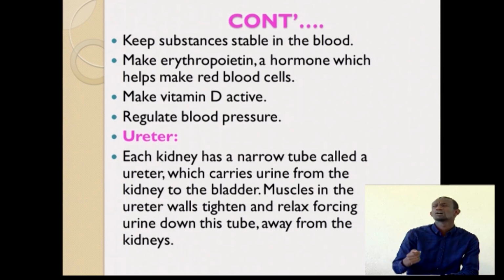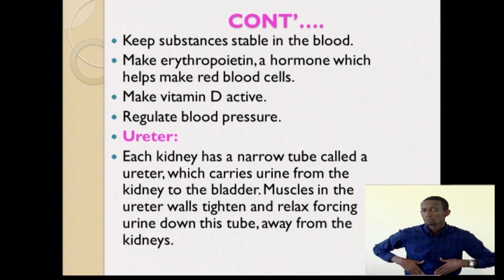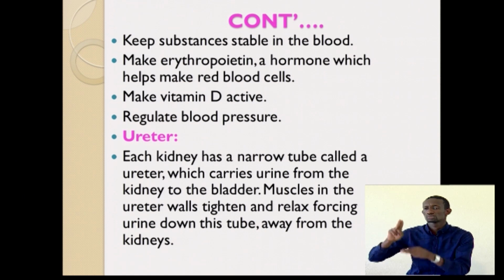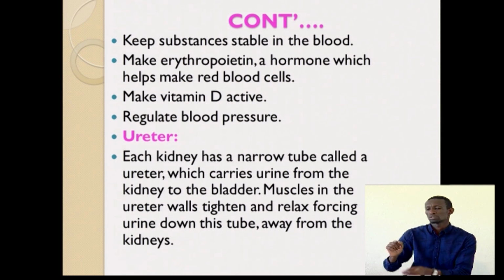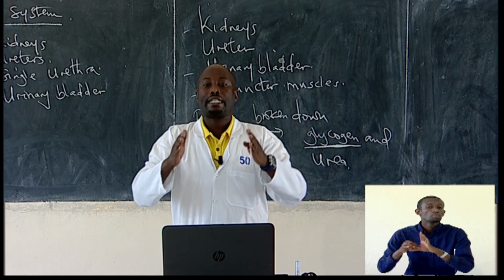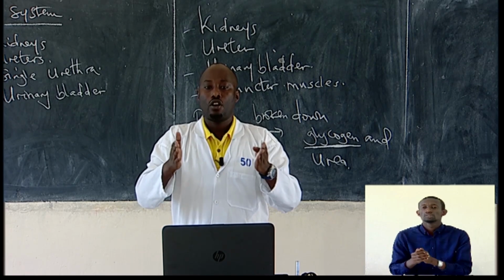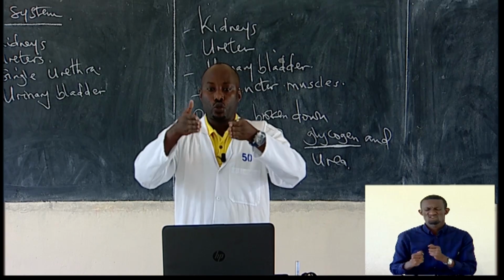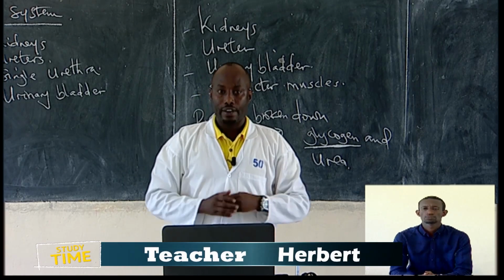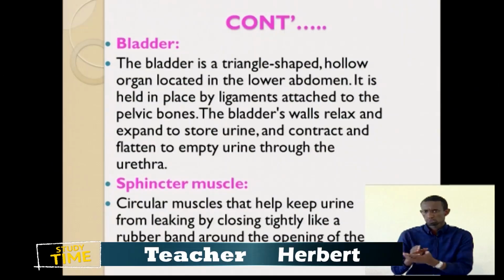I can summarize by saying that the kidney has a narrow tube called the ureter, which carries urine from the kidney to the urinary bladder, or to the bladder. And I said the muscles in the ureter walls are tightened and relaxed, forcing the urine drawn through this tube away from the kidneys. Let's have another part of the urinary system.